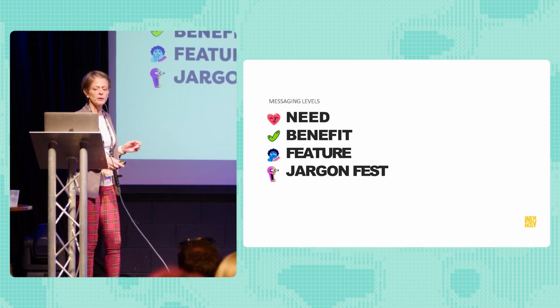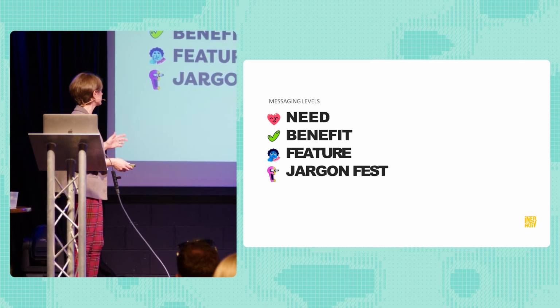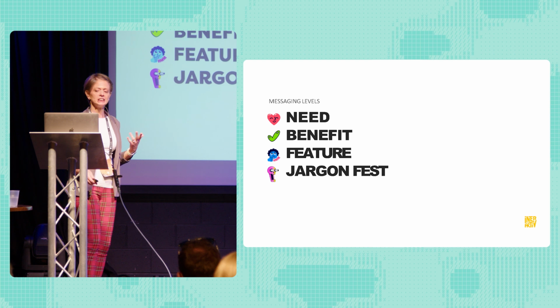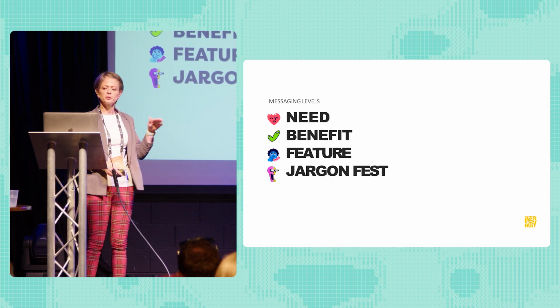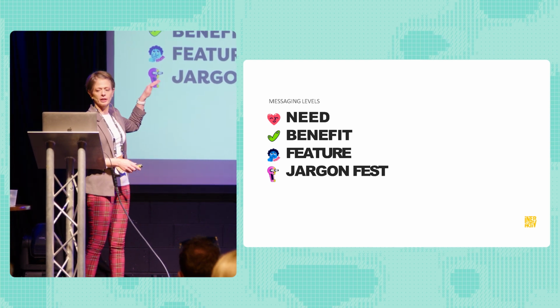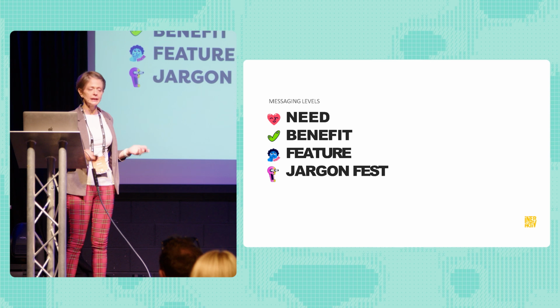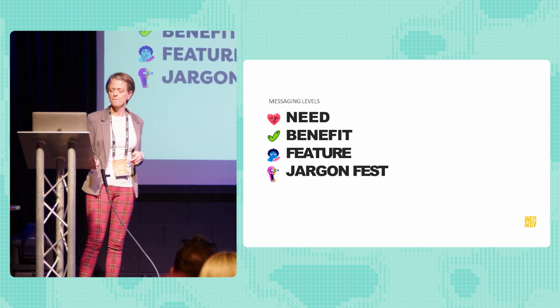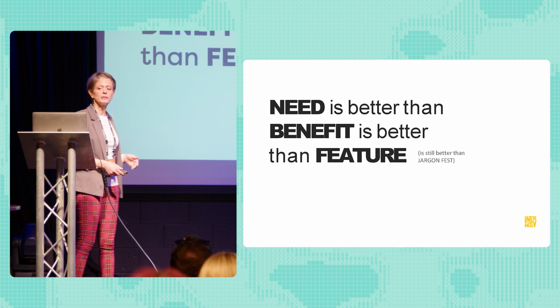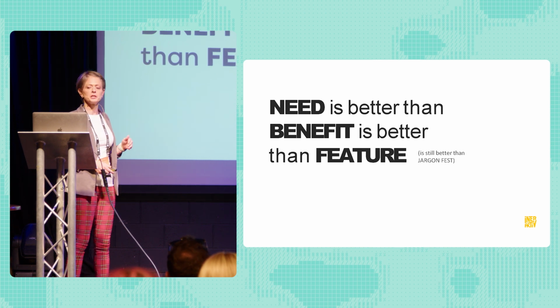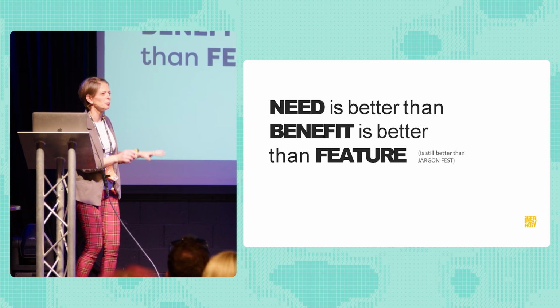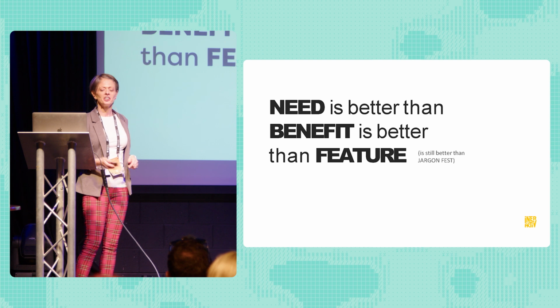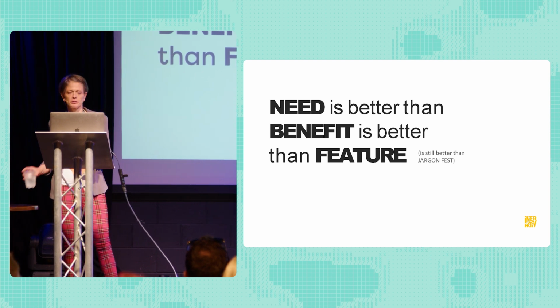So feature is when we're focusing on features, which is functionality and specs. Yawn. The levels we want to be pitching at are benefit and need, because that's what people will relate to, and that's what they're more likely to remember, okay? So need is better than benefit, is better than feature, is still better than jargon fest. So let's look at some practical examples.